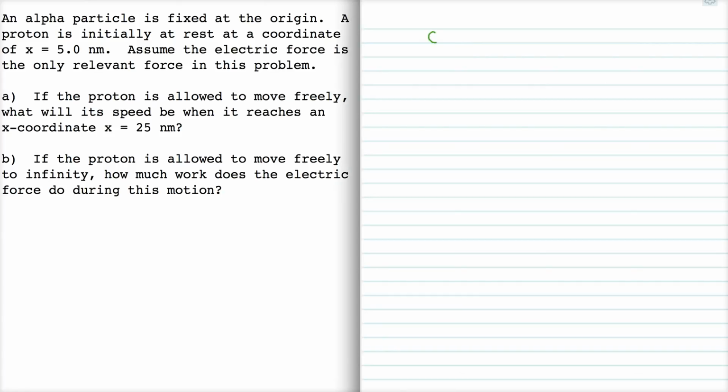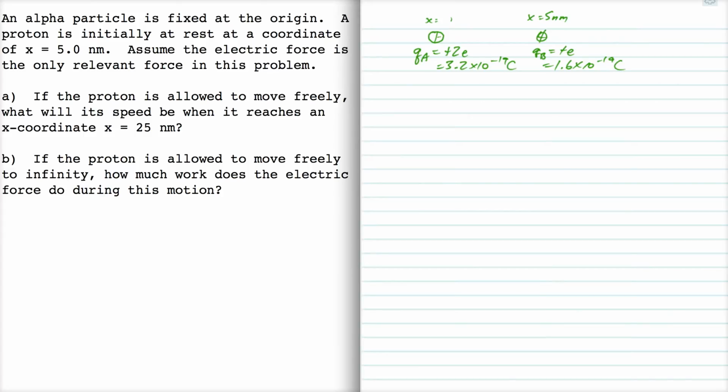So we have a charge QA, which is an alpha particle at the origin at x equals 0. And that charge is plus 2e. Okay, that's 3.2 times 10 to the minus 19 coulombs. And then we have another object here, a proton, at x equals 5 nanometers. That's charge QB, which is just the fundamental unit of charge here, 1.6 times 10 to the minus 19 coulombs.